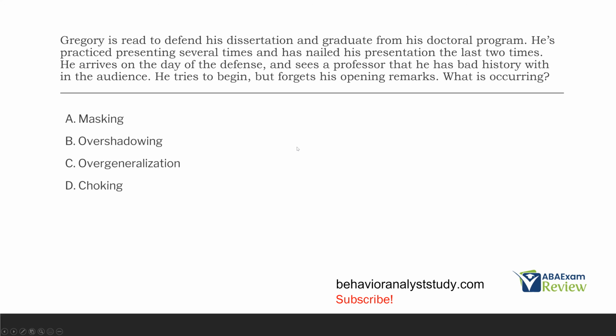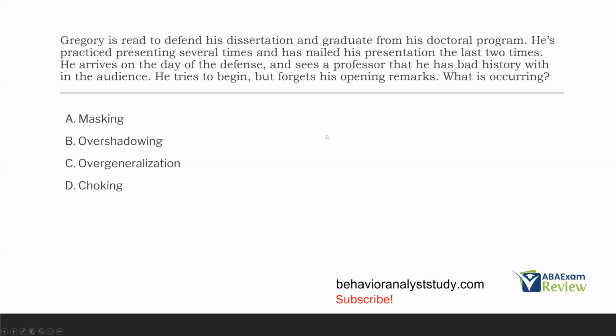A, masking. Yes, masking occurs when there is stimulus control, except somebody can't engage in a response or the response is not evoked because of another stimulus more salient in the environment. In this case, the salient stimulus is the professor. The professor's presence is masking Gregory's ability to engage in his presentation.